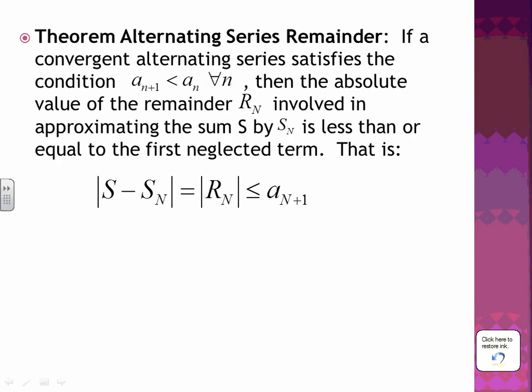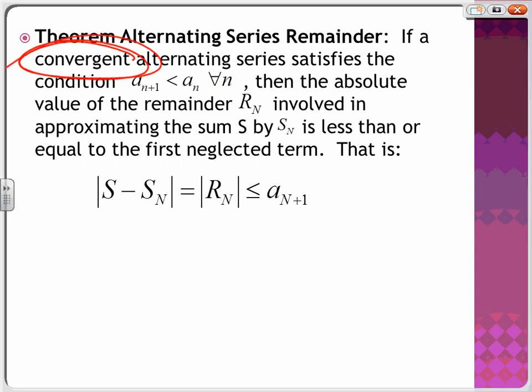Alright, so that's the alternating series test. Now we're going to have something really, really cool. If the alternating series converges, only if it converges. So you got to first show that it converges. I know, right? Okay. So if it converges.